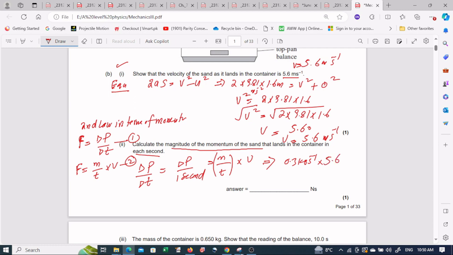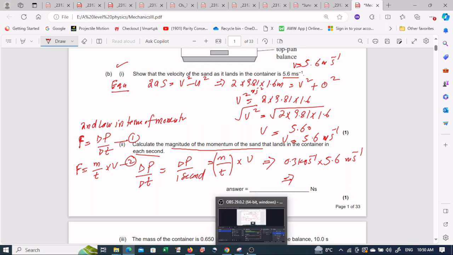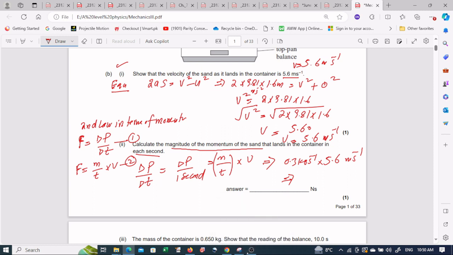We need to find the momentum per second. So we just multiply mass per second with the speed, and we get the answer 1.68. When we round off, we get 1.7. So the answer is 1.7 momentum per second.